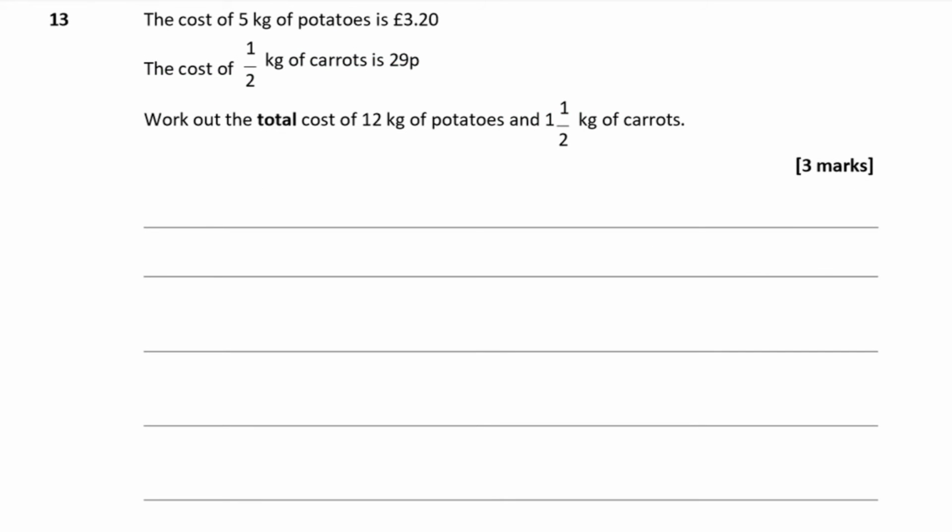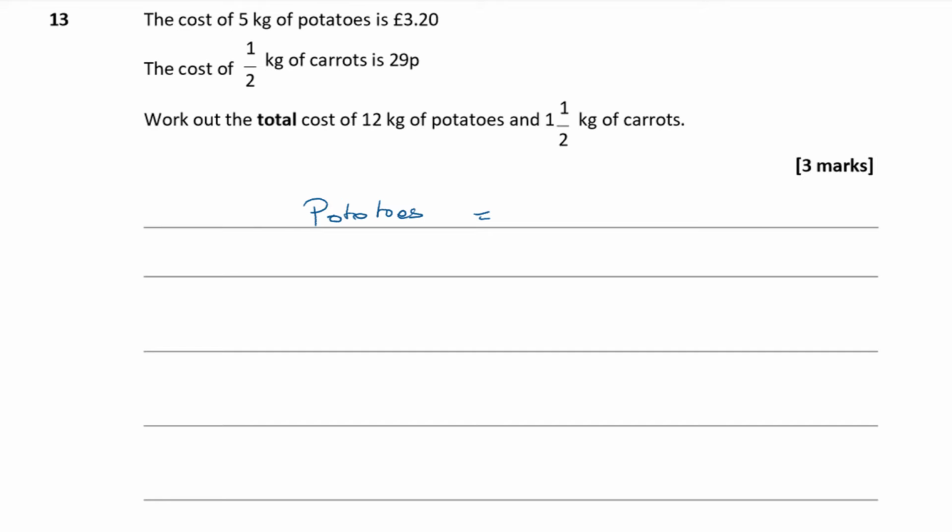Question 13. The cost of 5 kilograms of potatoes is £3.20. The cost of half a kilogram of carrots is 29p. Work out the total cost of 12 kilograms of potatoes and 1.5 kilograms of carrots. Okay, so let's start with the potatoes. So we've got 5 kilograms costs £3.20 and we want 12 kilograms.